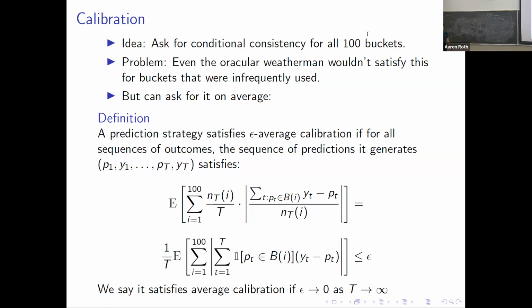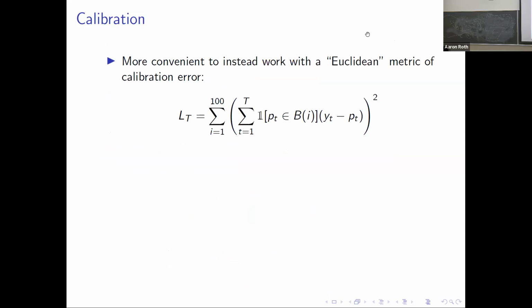And maybe there are more clever weathermen that would pass. Yeah, I mean, you could do it with 1,000 buckets or 10,000 buckets or 10 buckets, but percentage points come in units of 1 in 100. No, there's nothing magical about the number 100. Other questions? Okay.